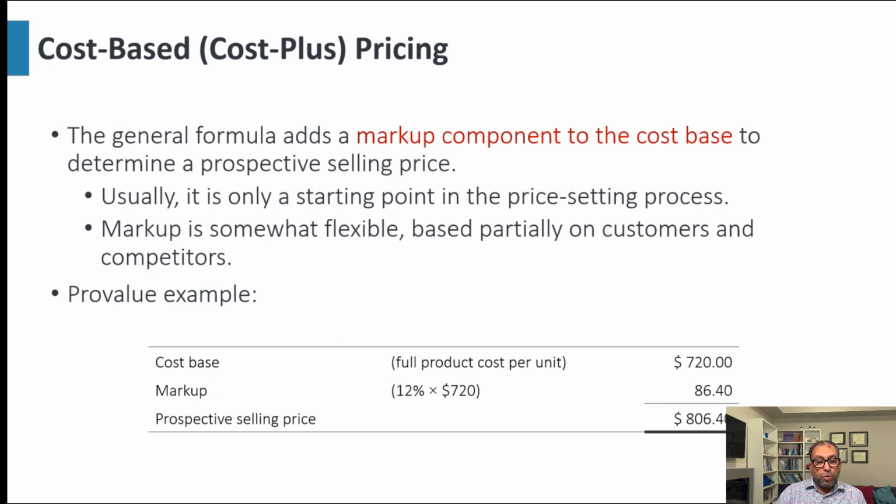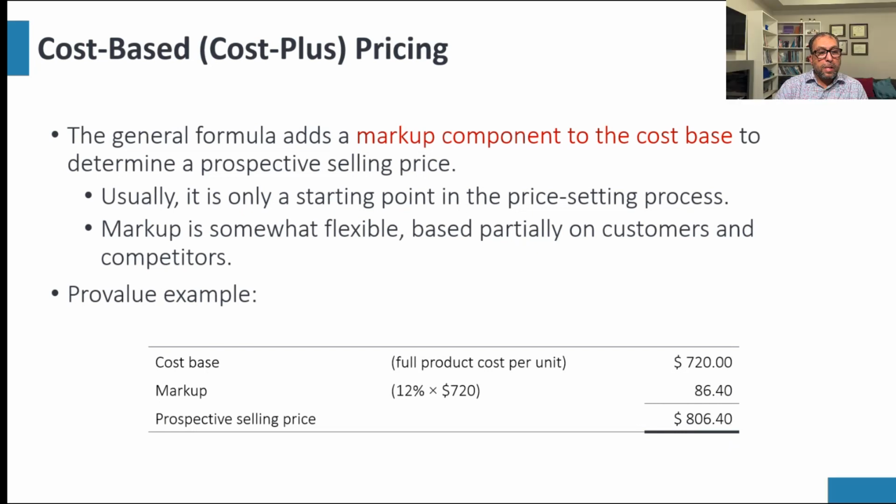Now, the cost-based approach, which is very simple and understandable. The general formula is to add a markup component to the cost base. Like this is the cost base and we want to earn 10%, 20%, 15%. We add on top of that cost as our profit margin, and then we set the price. So here is an example. Usually it is only a starting point in the price setting process. Markup is somewhat flexible, based on the quality of the product and the competitor's price.